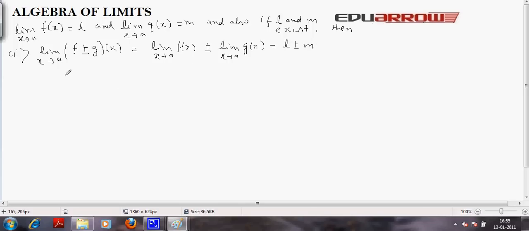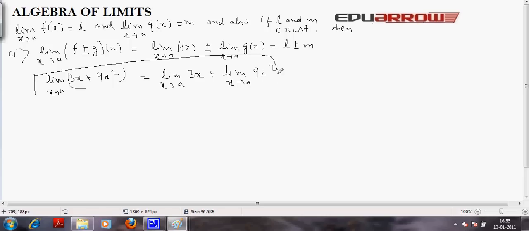It says that suppose there is a function like this, 3x plus 4x squared. This is one function. We can break this function into functions like this: limit x tends to a 3x plus limit x tends to a 4x squared. This is one result. That is, we can break one function into two functions.